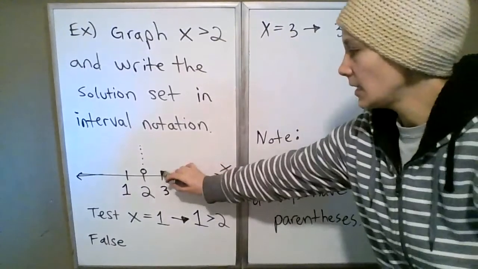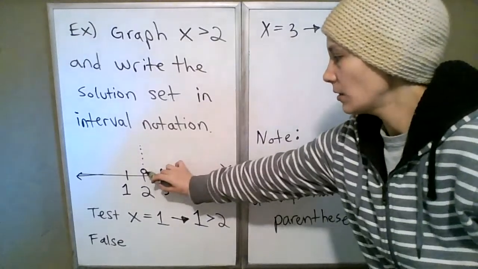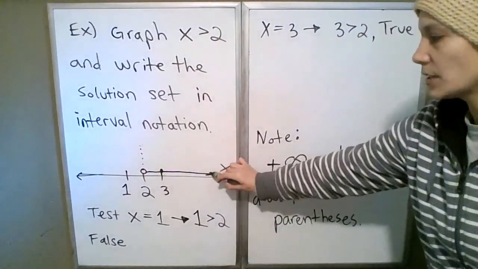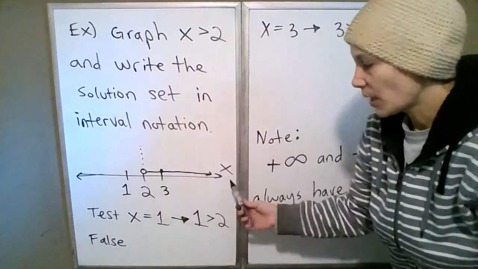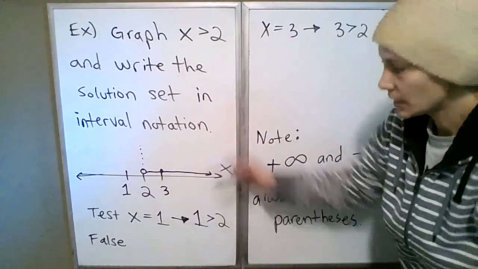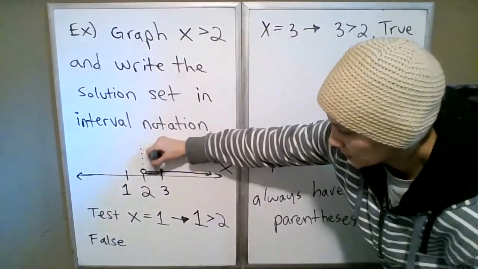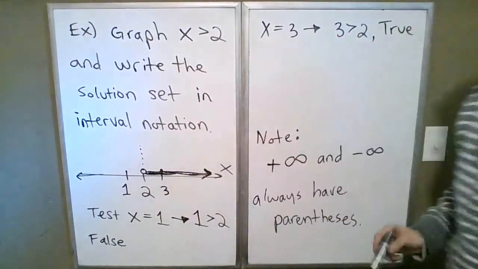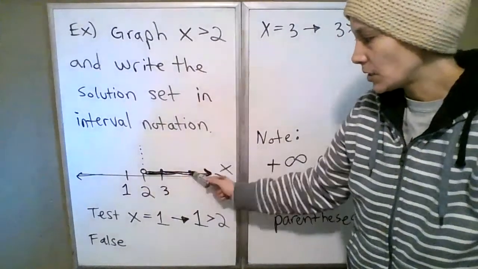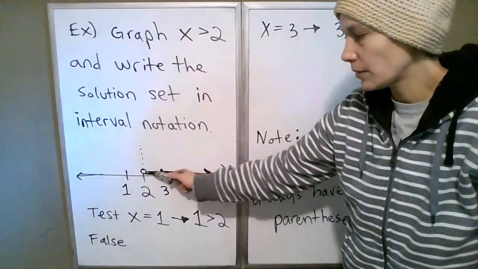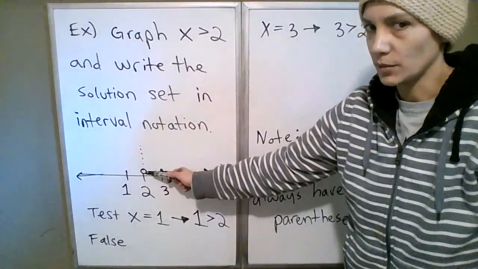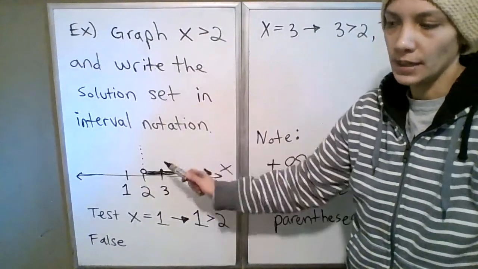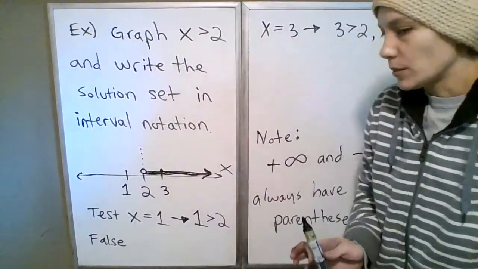So this is a solution, and all of the numbers greater than 2 are also solutions. Actually, all the numbers from 2 over to positive infinity are solutions. I'm going to shade over that section. And then this open circle means you can have a number very, very close to 2, but do not include 2. Like you could have 2.000001, but not actually the number 2.